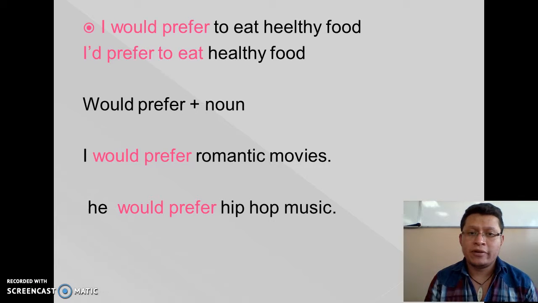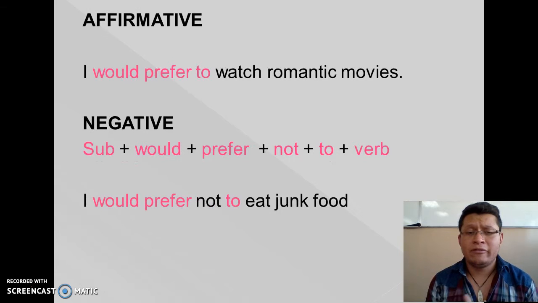Use would prefer plus noun. For example, I would prefer romantic movies. He would prefer hip hop music. Affirmative ways of would prefer: I would prefer to watch romantic movies.